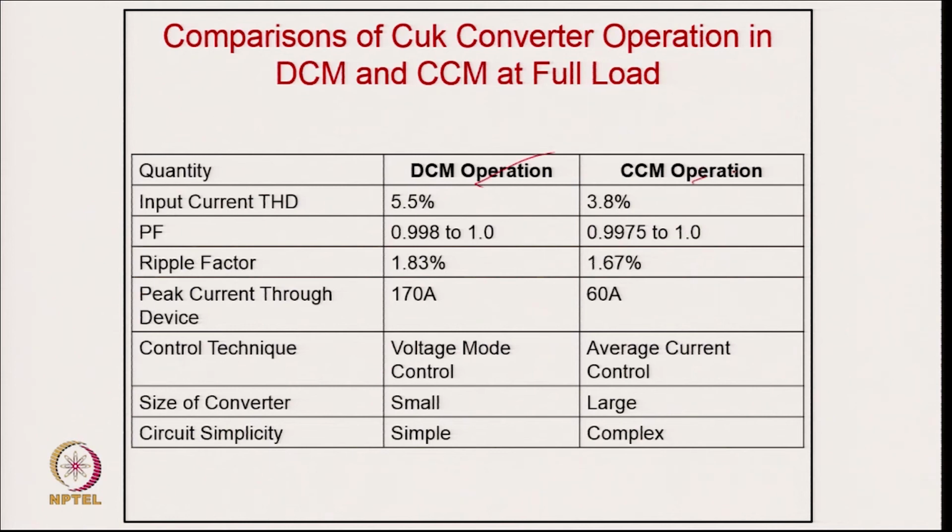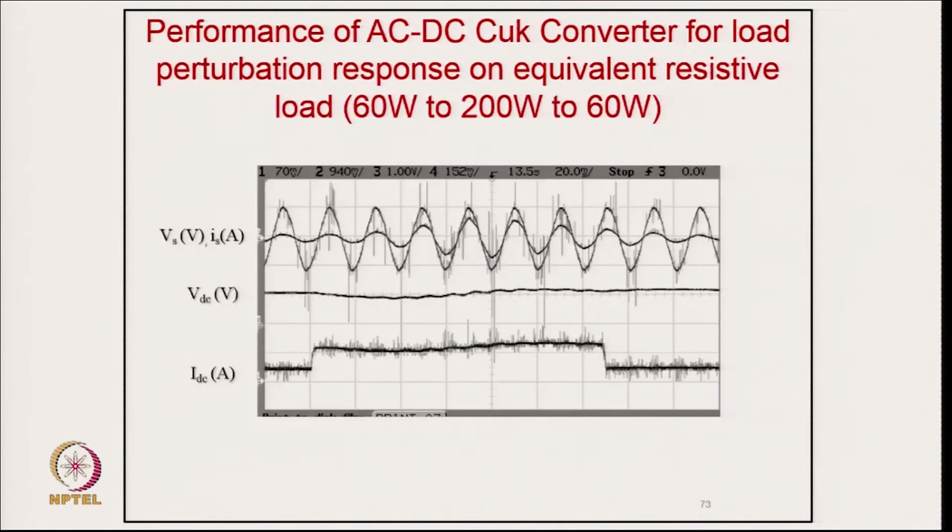This is for DCM, this is for CCM, the THD value, and typically the power factor is close to unity. Of course, the peak current in case of DCM is approximately 3 times that of continuous conduction mode. That is one of the drawbacks of DCM, but for small ratings you have a margin in the device rating. And this is the typical Cuk converter performance when the load varies from 60 watt to 200 watt. You can see supply voltage and supply current are in phase even during dynamics, at higher or lower load, and the controller brings the output voltage back to the reference of 120 volt.